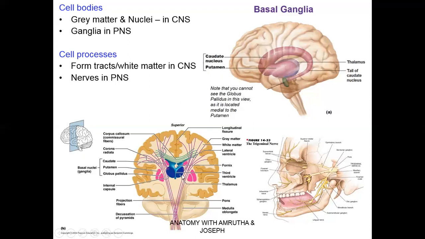But when you see a collection of nerve cell bodies inside the core of the brain, you call it nuclei. So these are the nuclei. Thalamus is a nuclei. So in the central nervous system, we have gray matter and nuclei.